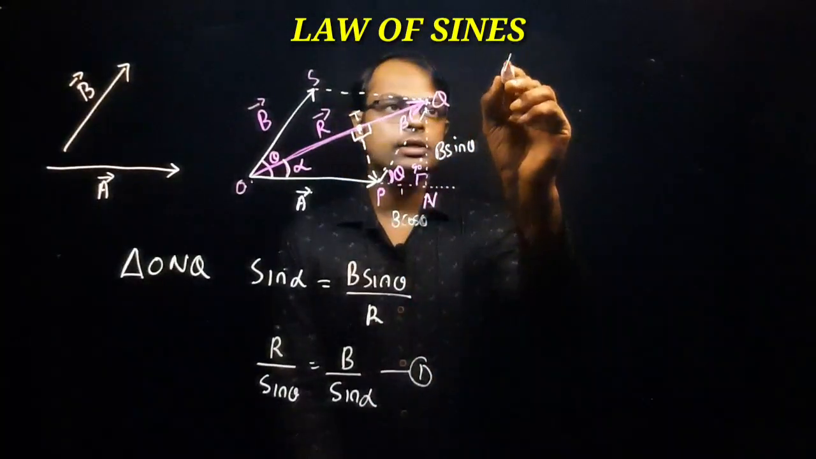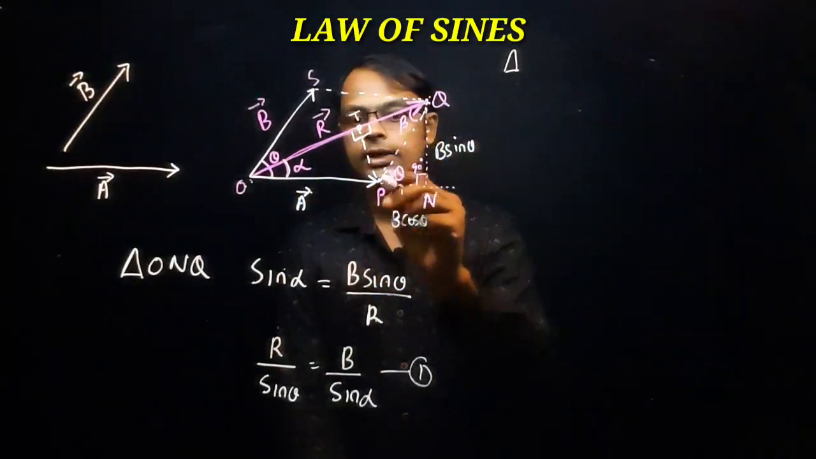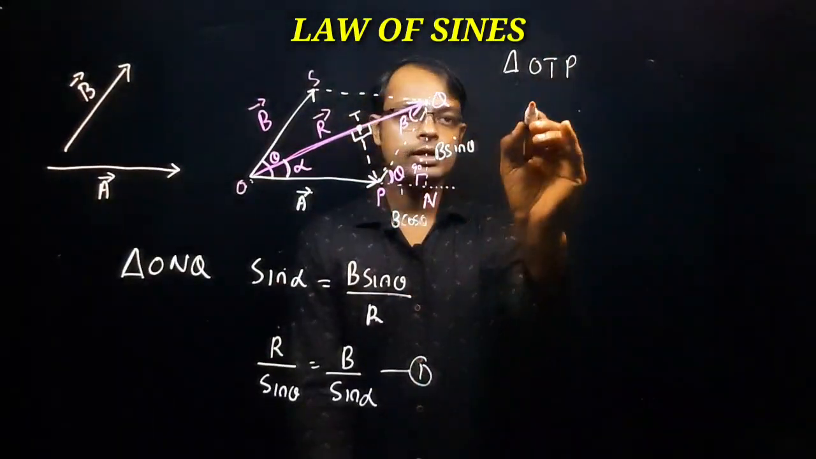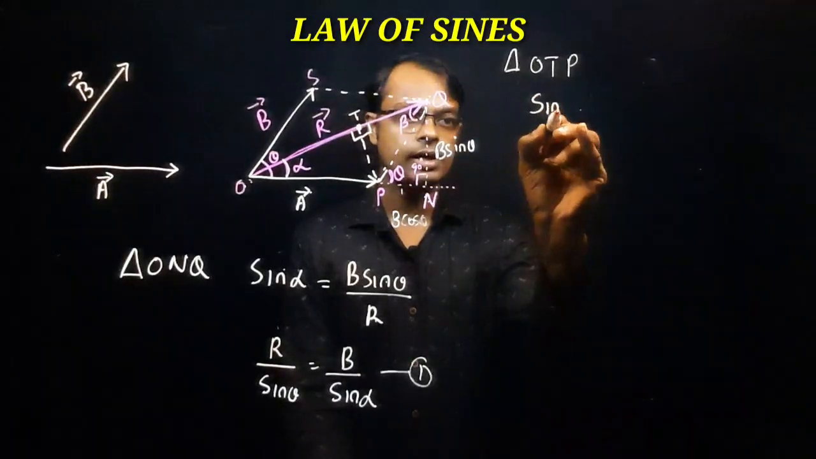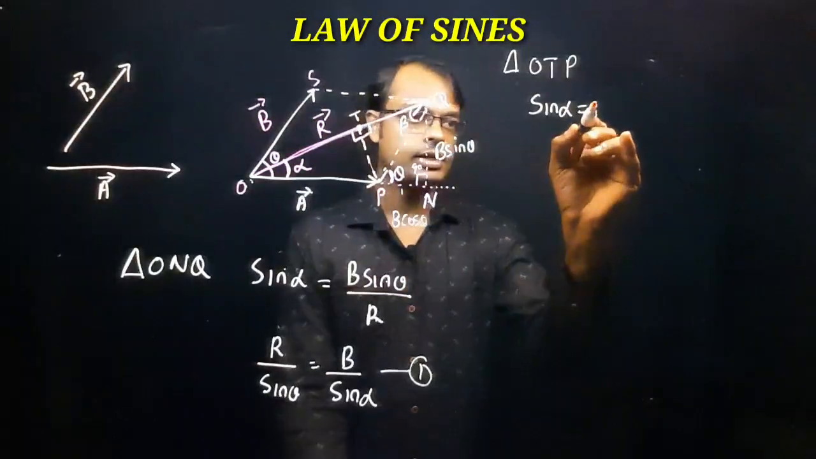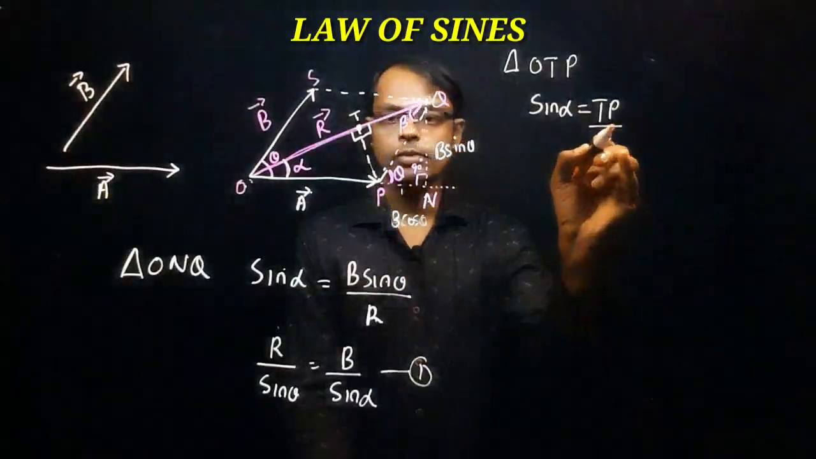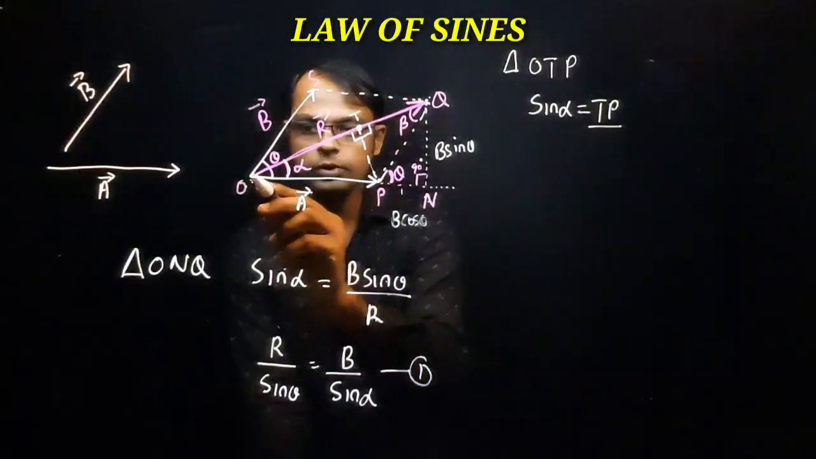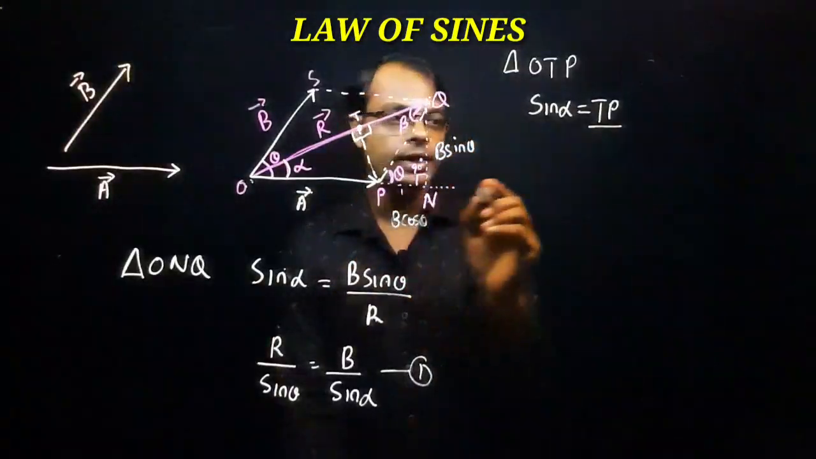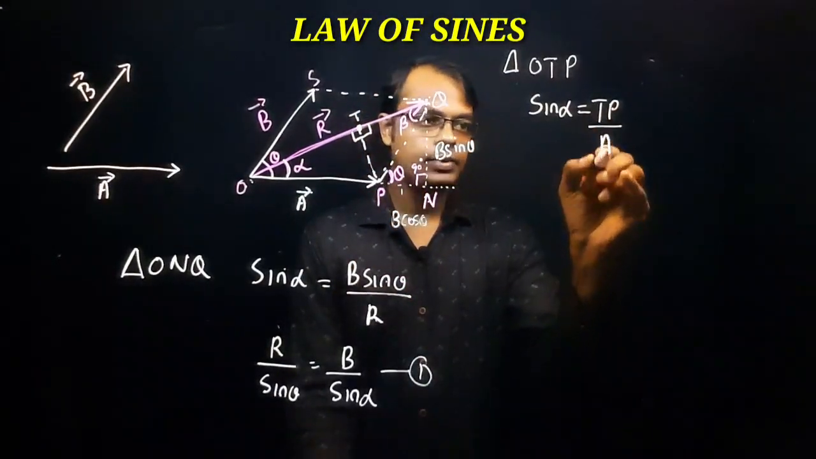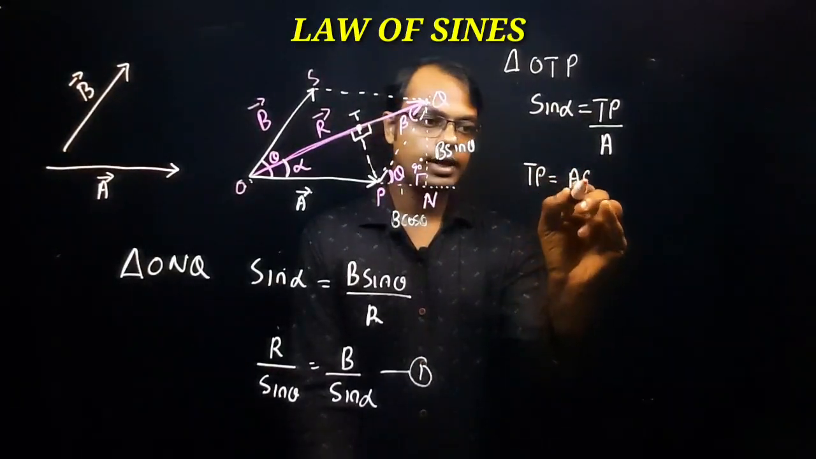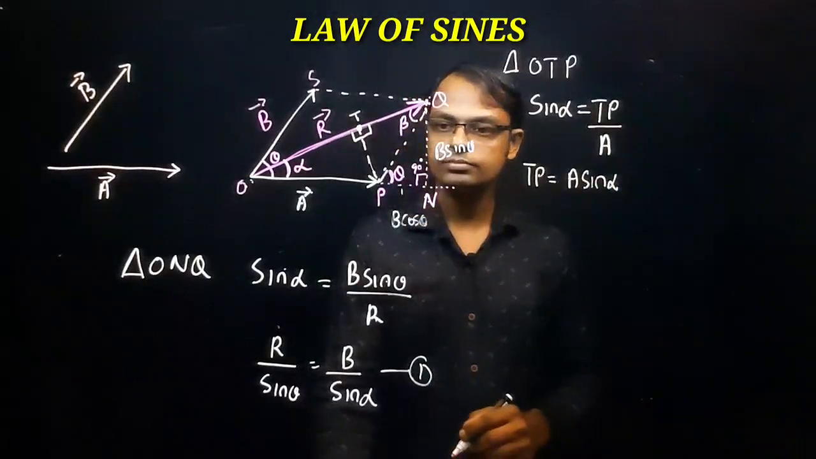Now, consider the triangle OTP. From the triangle OTP, we can once again calculate sine alpha is equal to opposite side, that is equal to what? TP divided by hypotenuse. Here what is the hypotenuse? OP. Clear? OP is equal to what? A. So we can write here TP by A. So what is TP equal to? TP is equal to A sine alpha.